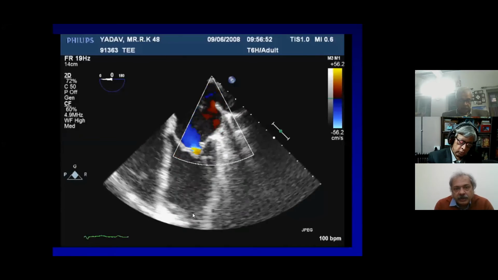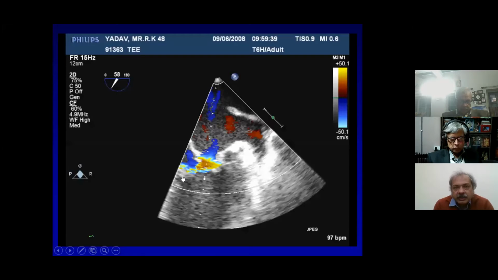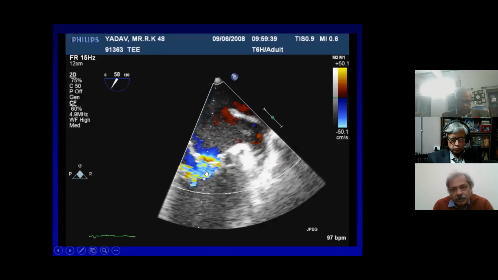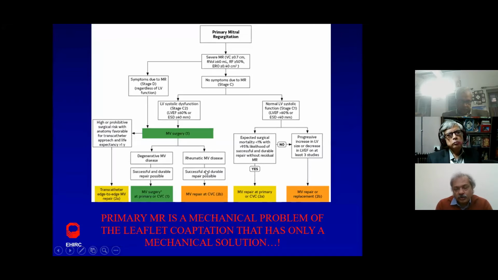Here is a typical example where you'll find that the leaflets are grossly thickened, and this is a typical rheumatic mitral regurgitation, and it is eccentric. Centricity and eccentricity also somewhat help to differentiate the two, and most of the time central jets are seen more so with secondary MR and lesser so with primary.